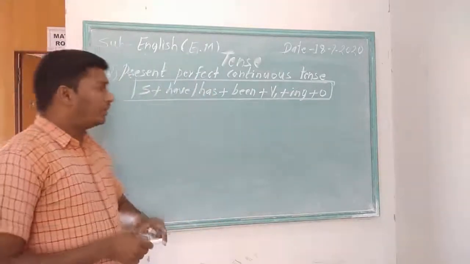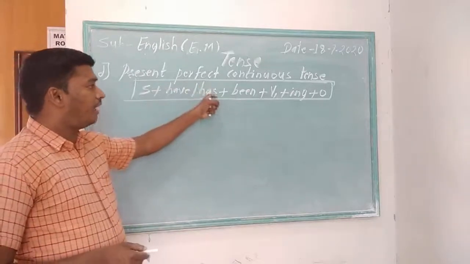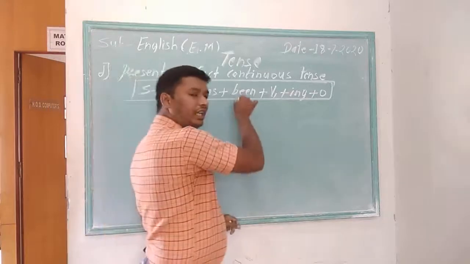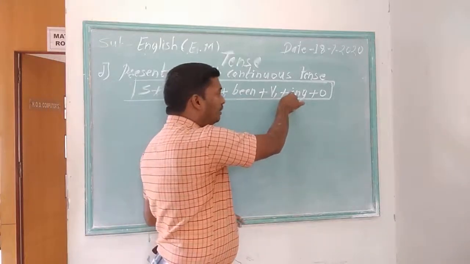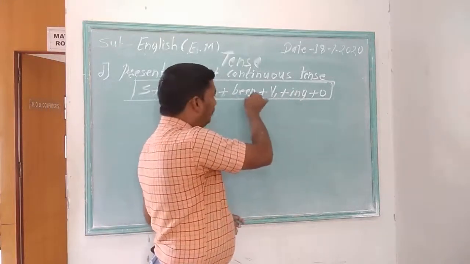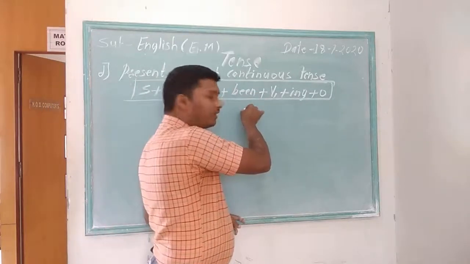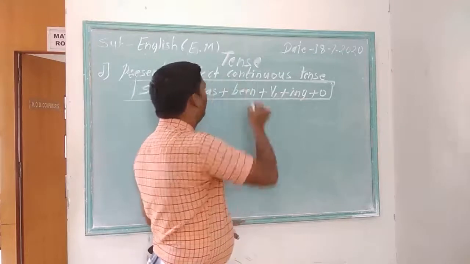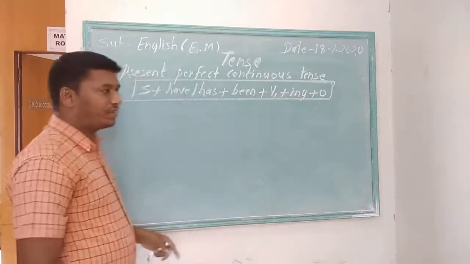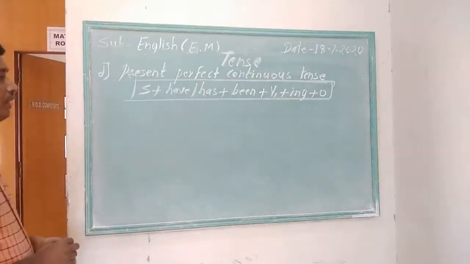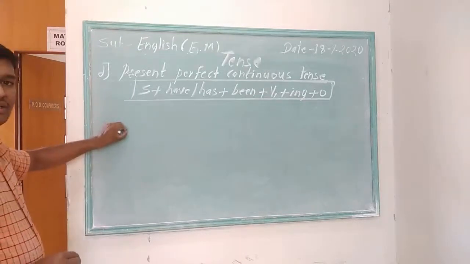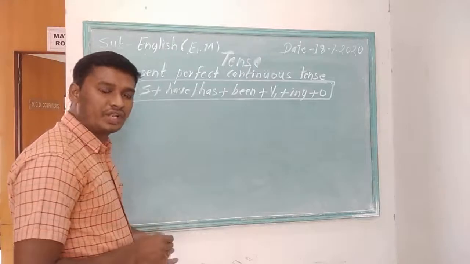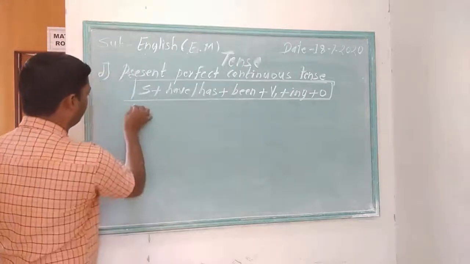After that information, take this structure with a red pen. Again, in this structure, been indicates perfect tense and ing indicates continuous tense, so present perfect continuous tense. Now I am writing some examples. Write with me after taking the structure in a red pen.